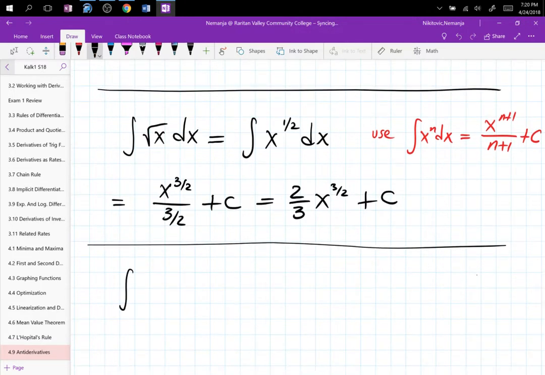So what is the integral of 6 divided by x to the 3 dx? As I wait for the book to load.